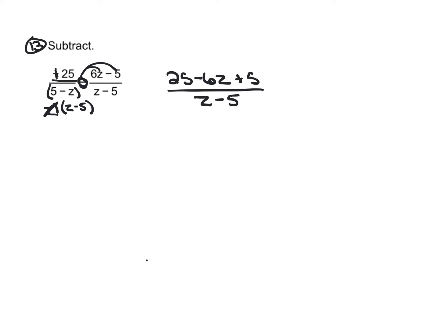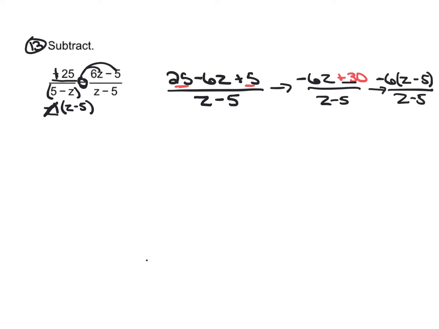25 plus 5 is 30. So I've got negative 6z plus 30 over z minus 5. And I noticed that negative 6 could be a factor of both terms. Negative 6 times z is negative 6z. Negative 6 times a negative 5 would give me that positive 30. And my bottom is z minus 5. Those z minus 5s cancel, and my answer is negative 6.